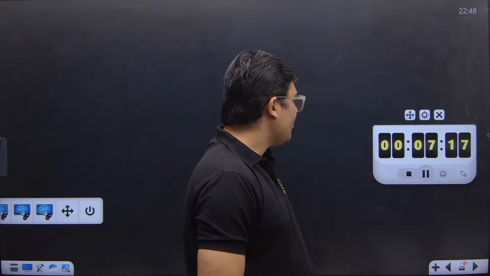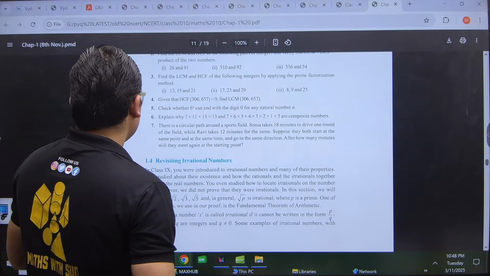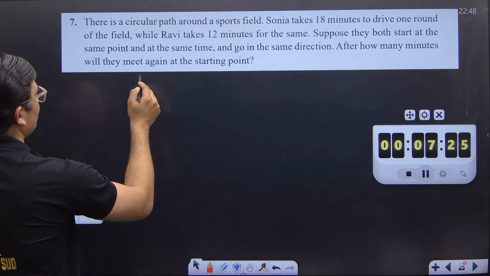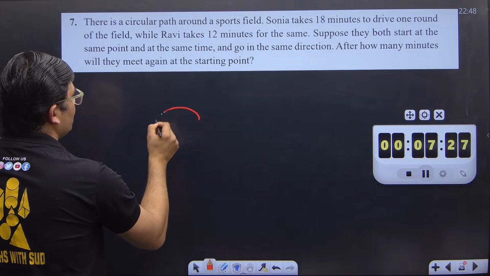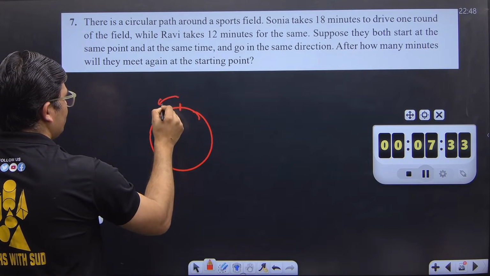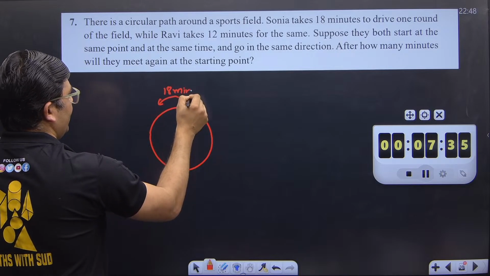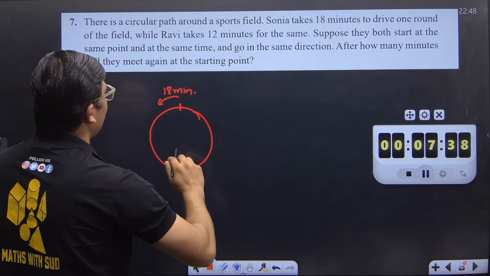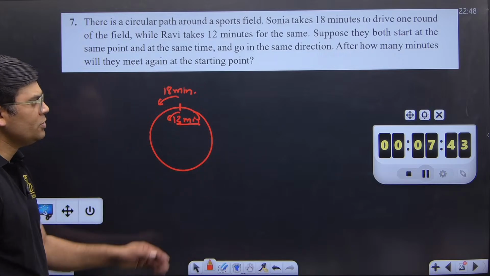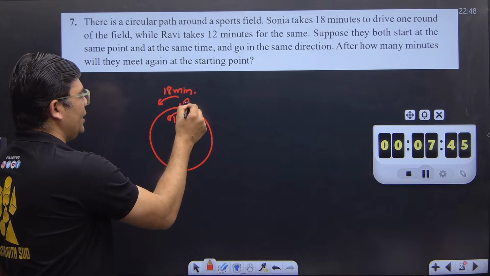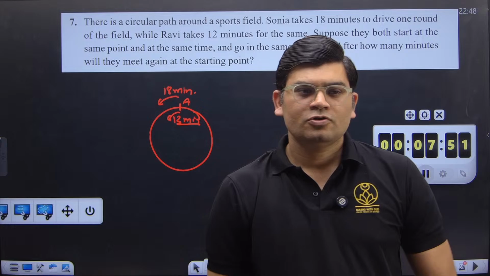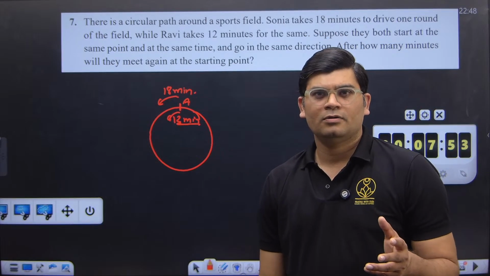Alright, now coming to the word problems. So word problems are like this. They are easy kind of. There is a circular park around the sports field. Sonia takes 18 minutes to drive one round on the field. Ravi, another guy, takes 12 minutes for the same. Suppose they both start at the same point A, let us say, and go round. After how many minutes will they meet again?